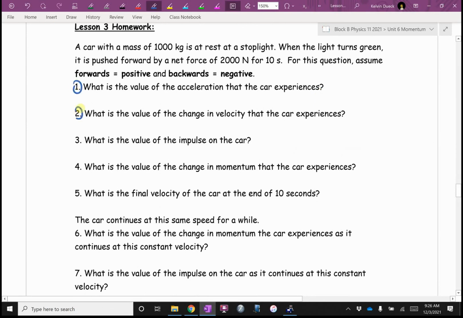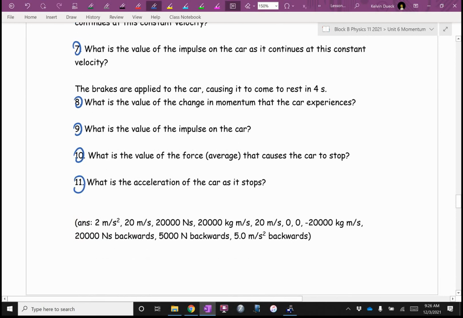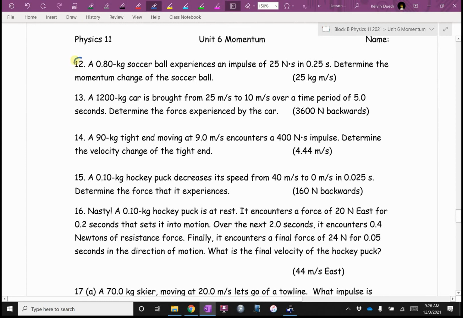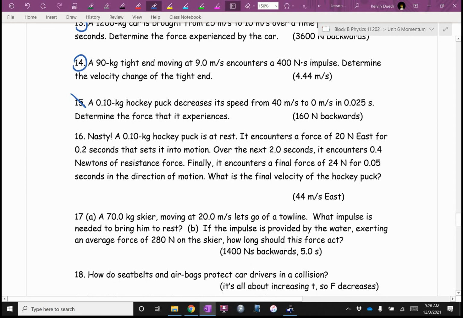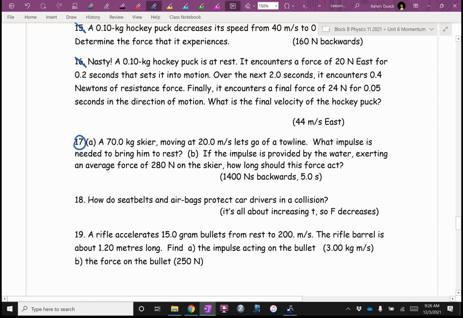What's your homework? You can do number 1, number 2, number 3, number 4, number 5, number 6, number 7, number 8, number 9, number 10, number 11. Those are all really one big question. 12 is good. 13 is good. 14 is good. You can skip 15. I'm going to skip 16. 17 is good if you water ski.